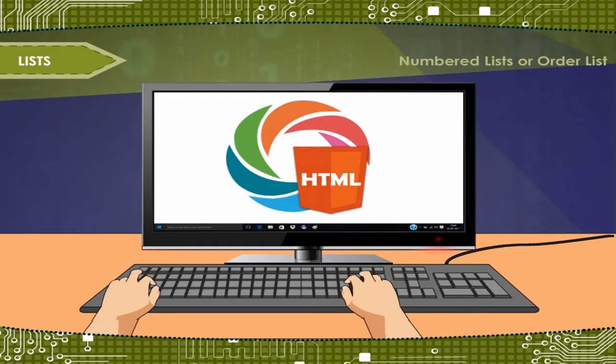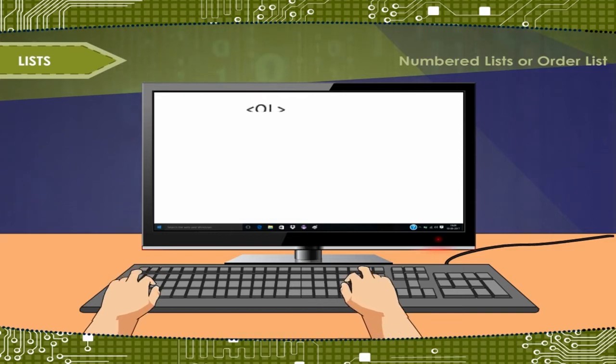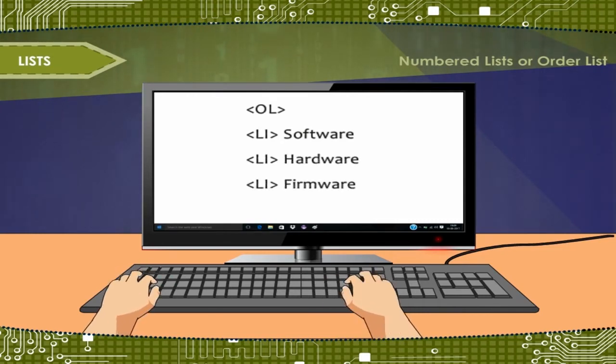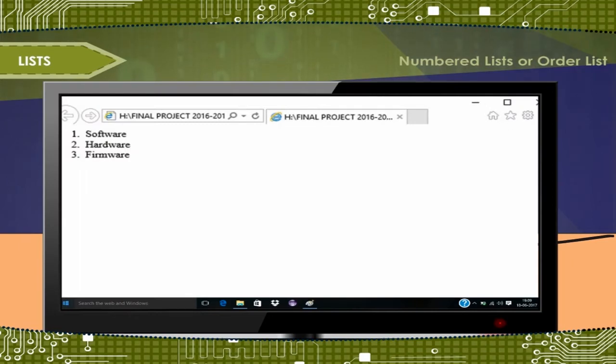HTML code: tag OL, tag LI software, tag LI hardware, tag LI firmware, close tag OL. The output is 1. Software, 2. Hardware, 3. Firmware. In the OL tag, the attribute type is used to specify the type or style of list.